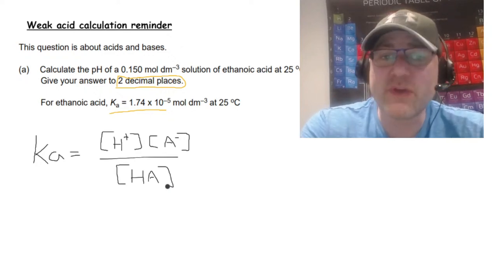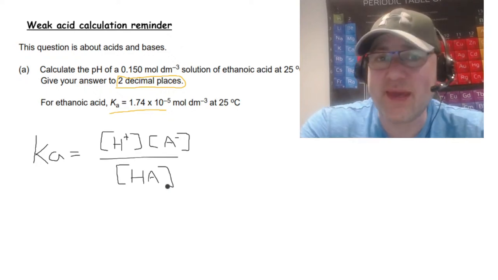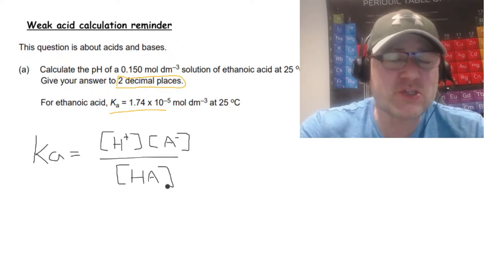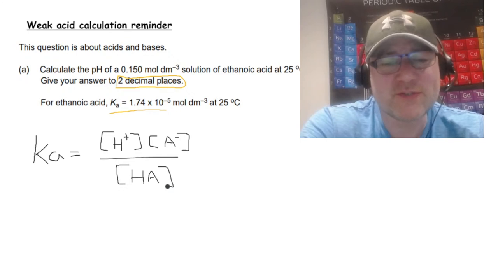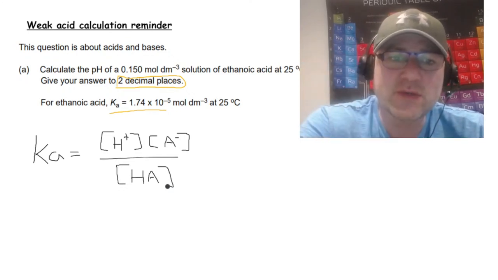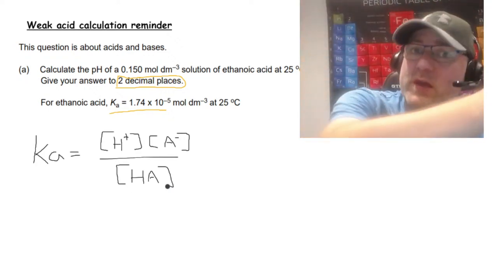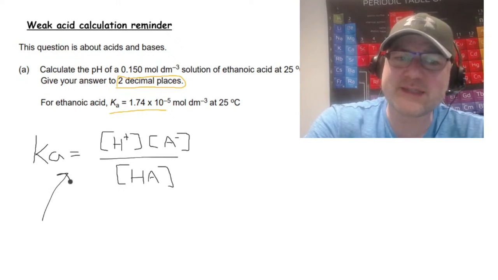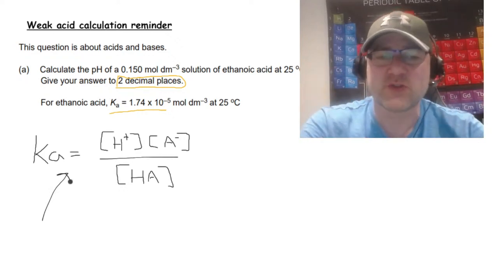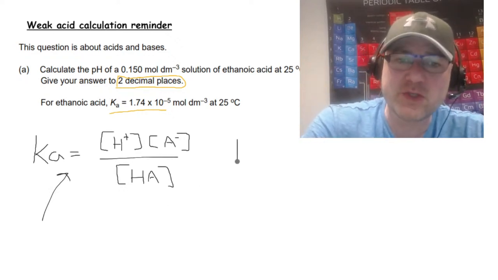Right, let's rearrange that to find the pH. So in order to find the pH, do you remember what pH stands for? It's the negative log of the hydrogen ion concentration. So what we need to do is find the hydrogen ion concentration, and then we can convert that into the pH. So I need to rearrange this expression to find the hydrogen ion concentration. And by now you should remember that there's a simplified way we can do that.